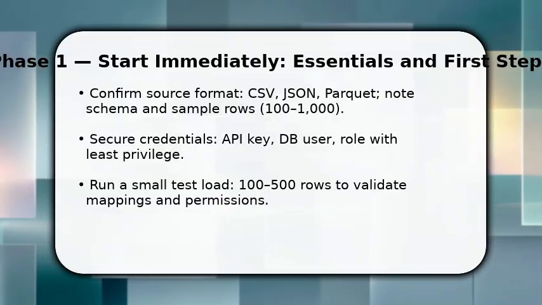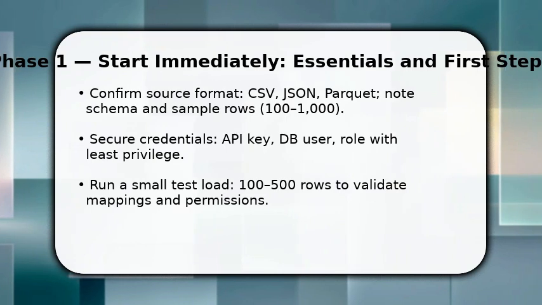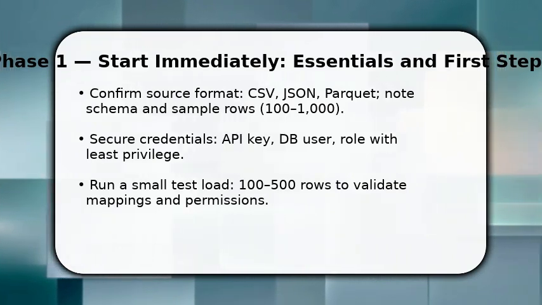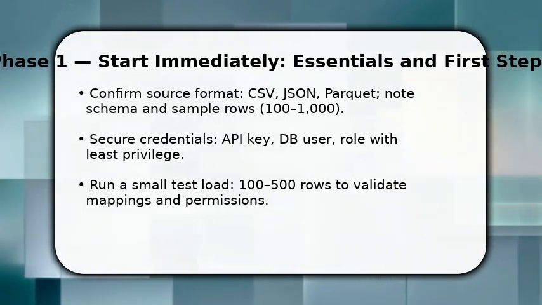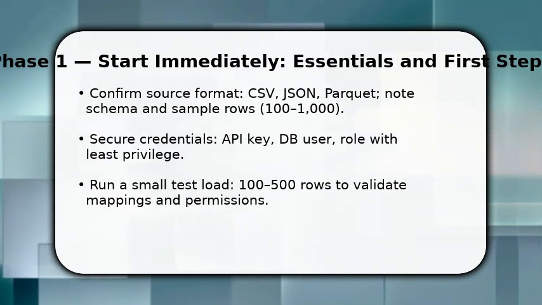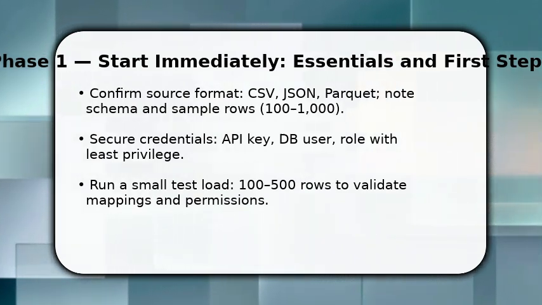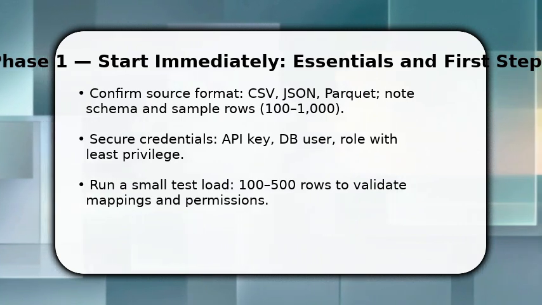You have the essentials. Now begin. First, validate the source schema and pick a sample of 101,000 rows so you understand types. Next, get credentials and assign the minimal role required. This prevents security friction later.